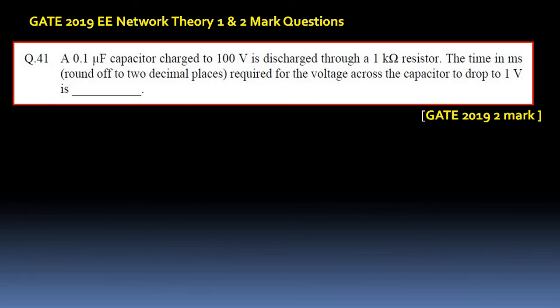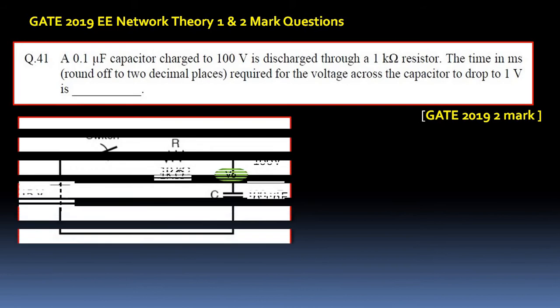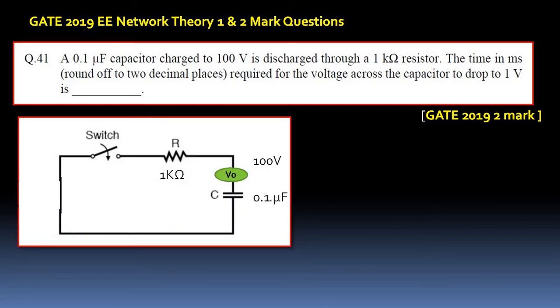Here we have a series RC circuit. Initially the capacitor is charged to 100 volts, then that capacitor is discharged through a 1 kilo ohm resistor. The capacitor is discharging from 100 volts to 0 volts. At what time will the capacitor voltage be 1 volt? That was asked: the time at which the voltage across the capacitor will be 1 volt.